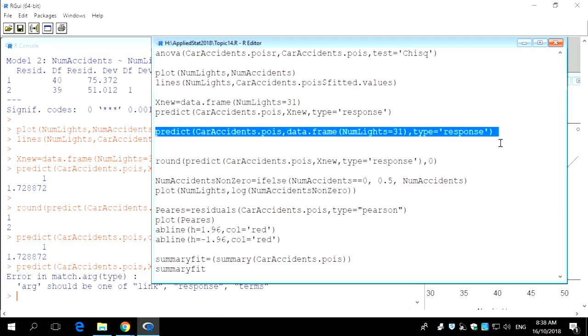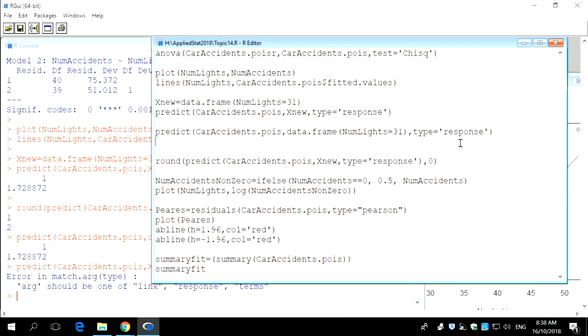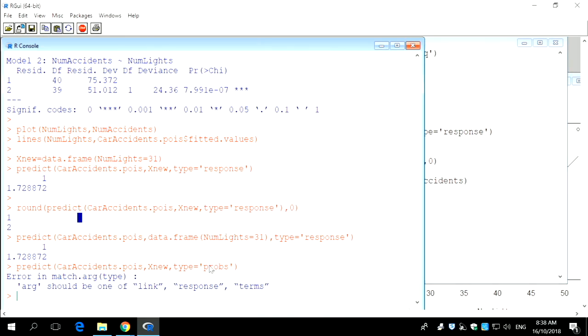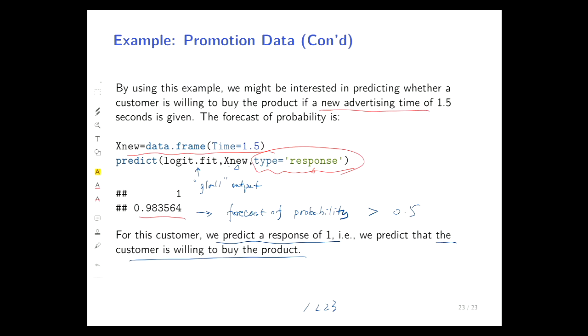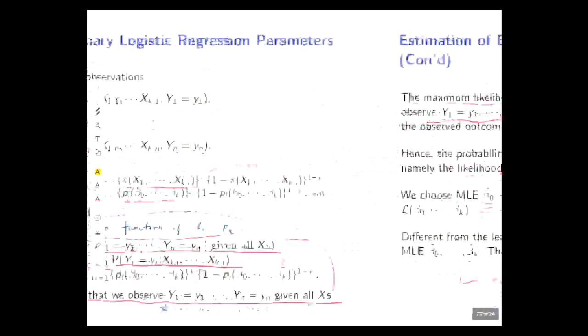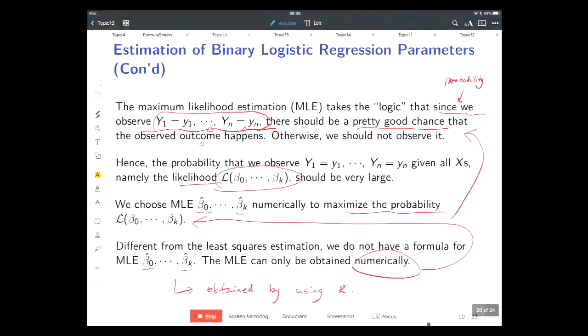So that's my first answer. You cannot use this predict function by using type equal to response, and you cannot just replace it with probability and then obtain the probability of Z. And my second answer is that if we are really interested in the probability, we need to use the model to help us compute the probability. So let's go back to our topic.